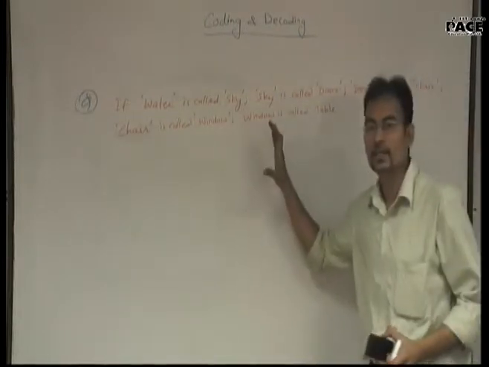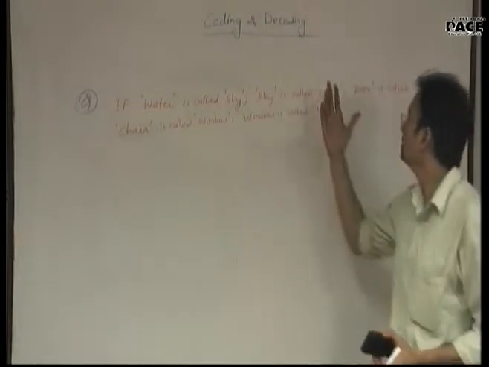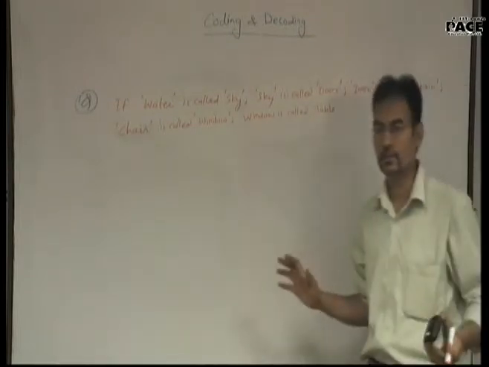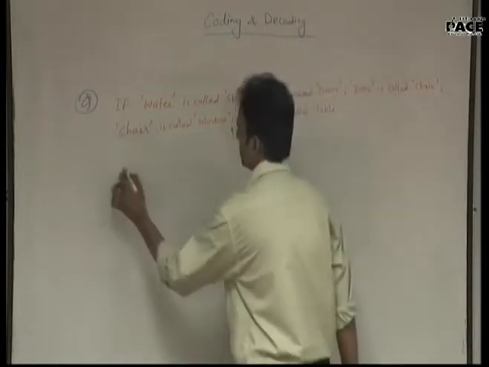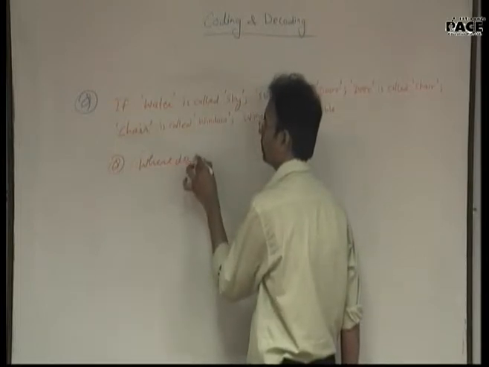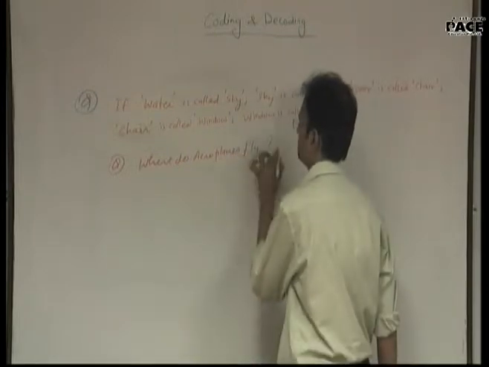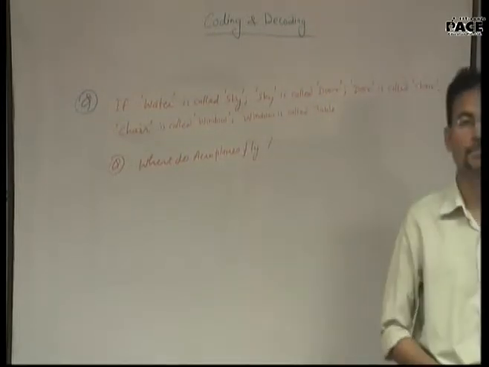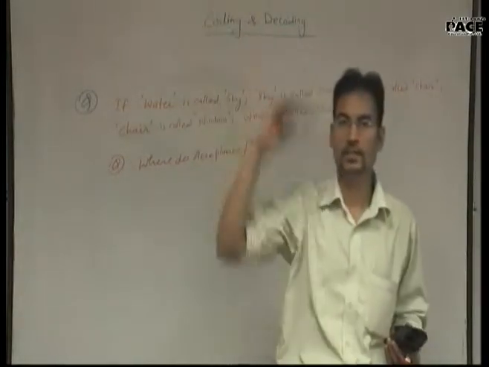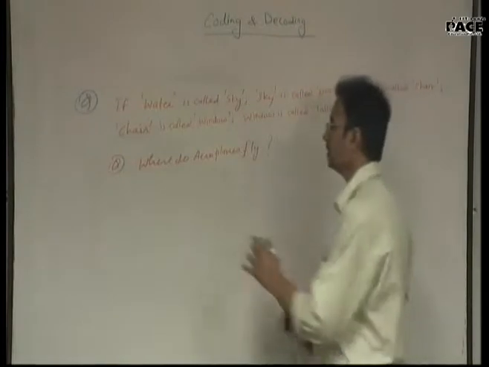So this is hypothetical, and we are just telling water, sky to door, door to chair. Like meanings have changed now. The question says, where do aeroplanes fly? Where do aeroplanes fly? So what picture comes in our mind? That is sky. Aeroplanes fly in the sky. But what we are calling sky? No. So answer will be no.